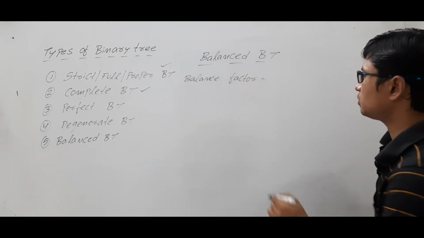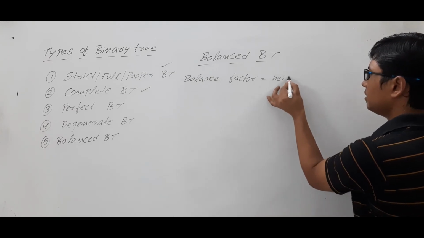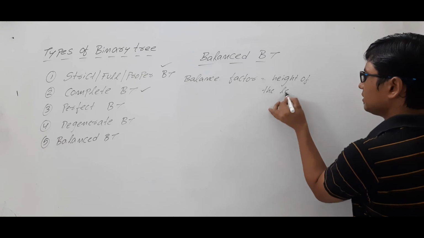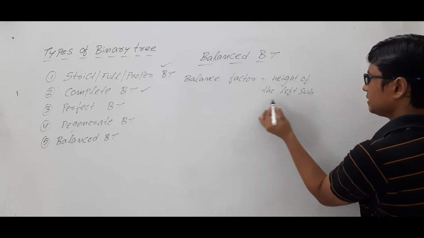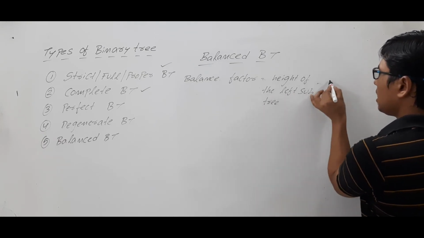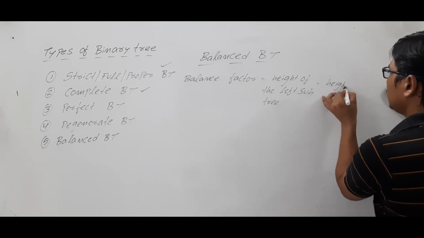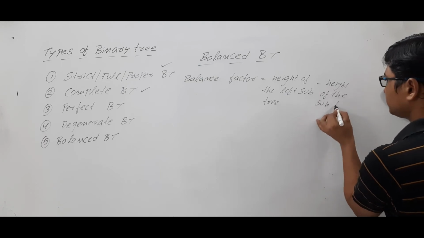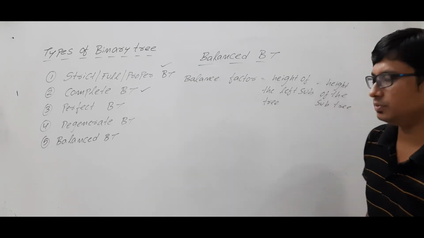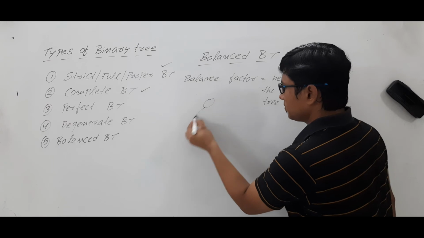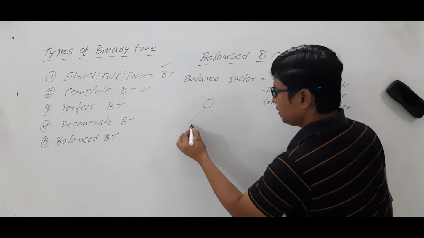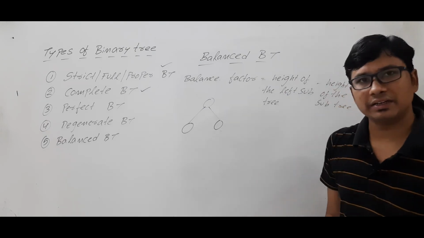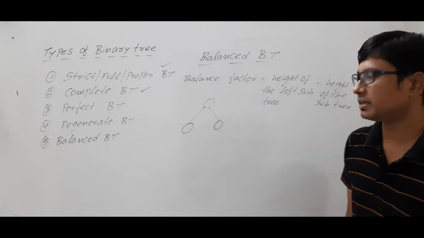Balance factor is equal to the height of the left subtree minus the height of the right subtree. Now let me discuss with a simple example. Here we have the nodes like this. Now can I call this a binary tree? Yes, this one I can call a binary tree.